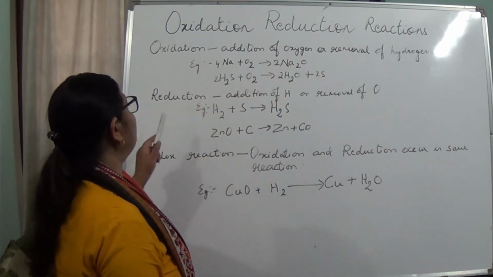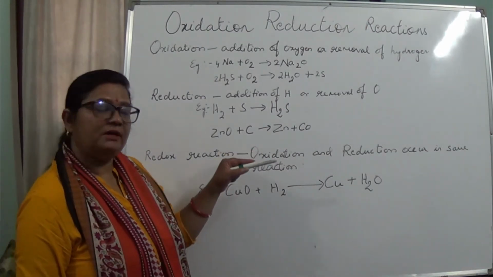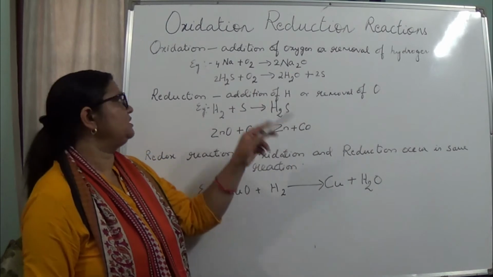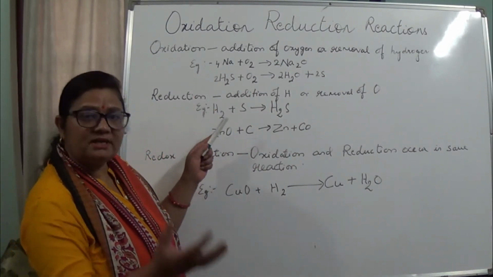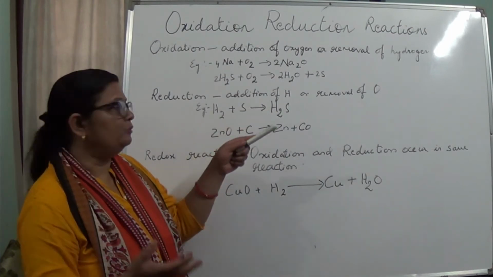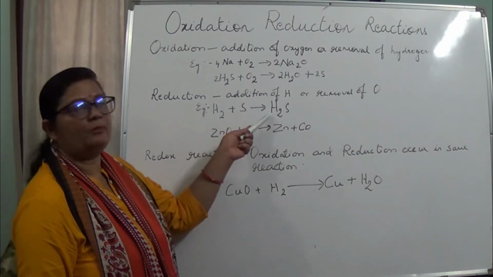Now reduction. What is reduction? It is the addition of hydrogen and removal of oxygen, just the opposite of oxidation. In this, hydrogen is added and oxygen is removed. For example, we can see sulfur. If we add hydrogen to it, it forms hydrogen sulfide.